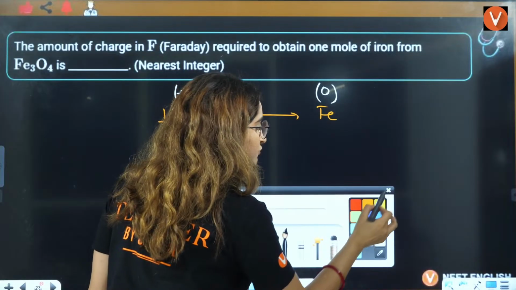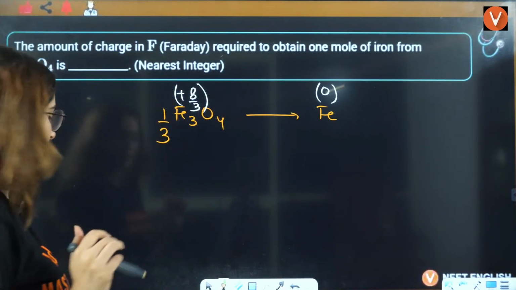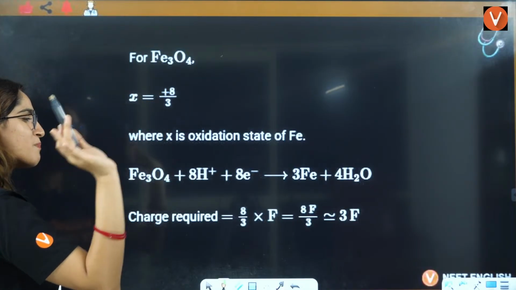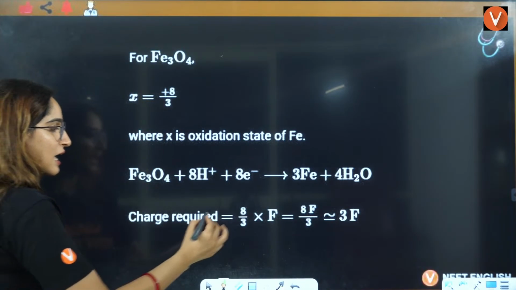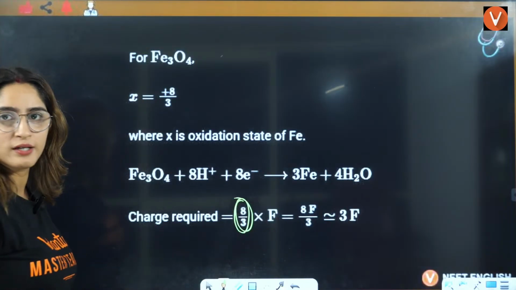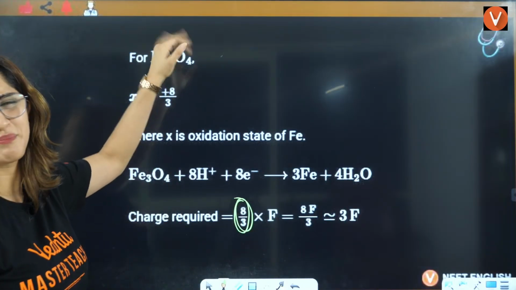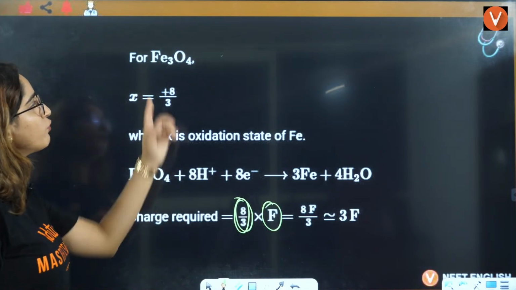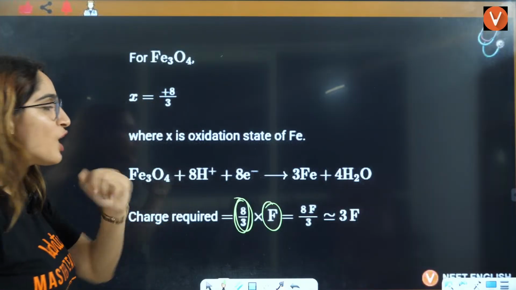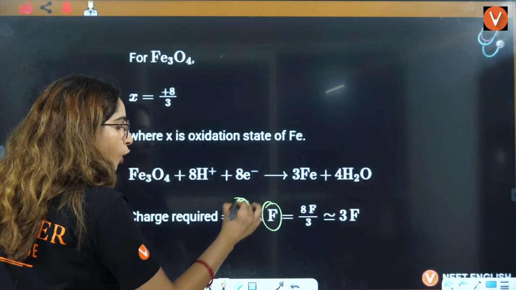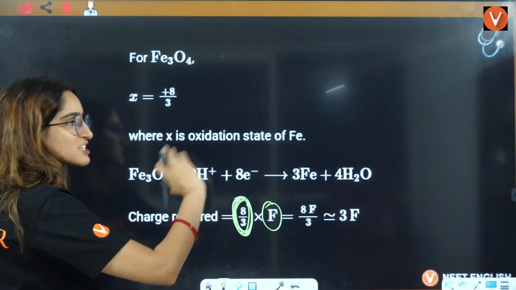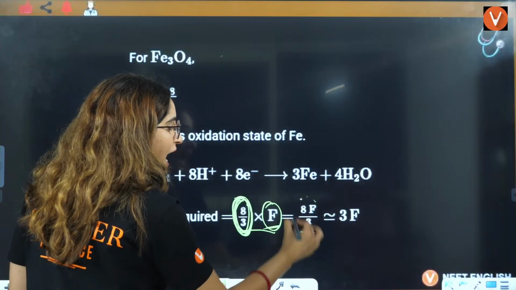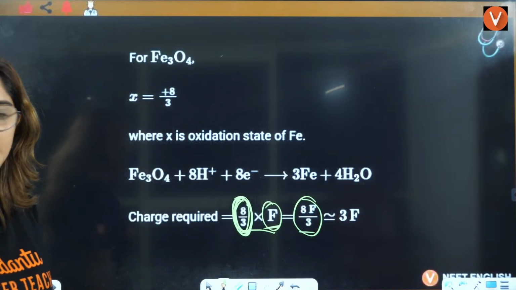Now, once you have this, you have to apply the unitary method here. I'll just tell you how to apply the unitary method. Right, x you have calculated. Now, the simple unitary method here is that this is the charge required to convert, plus means this is the n factor, and you have 1 Faraday. You want to calculate for 1 mole, right? So you'll just simply do the charge change, that is the n factor, multiplied by Faradays. That will give you the answer, right?